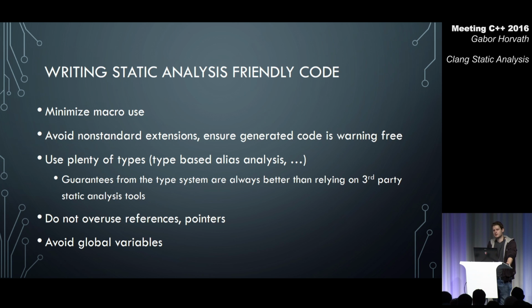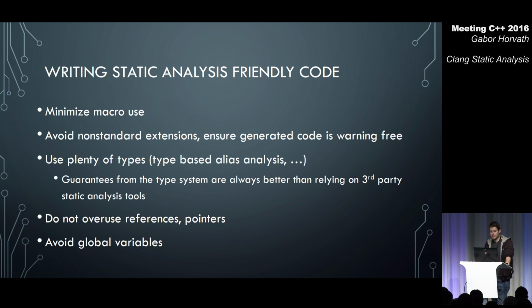And also, in case you can guarantee some safety property of the program using the type system, do so, because the type checker is your most useful static analysis tool. It is sound, and if you can guarantee that some classes of errors do not compile, then those classes of errors cannot occur at runtime. Do not overuse references or pointers. Try to avoid global variables. It is important because then these tools do not have to reason about aliases that much.